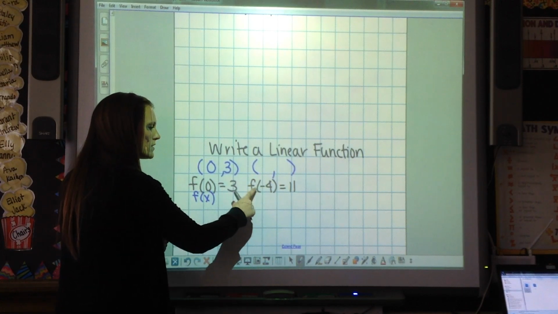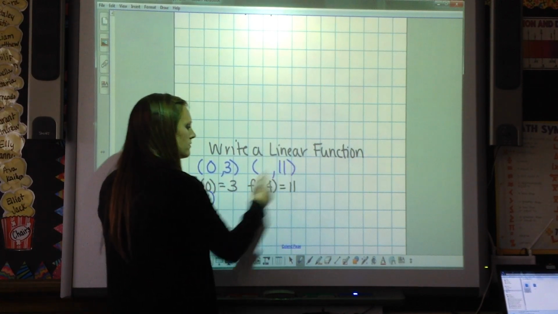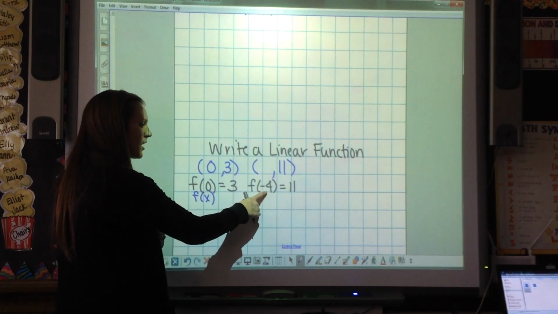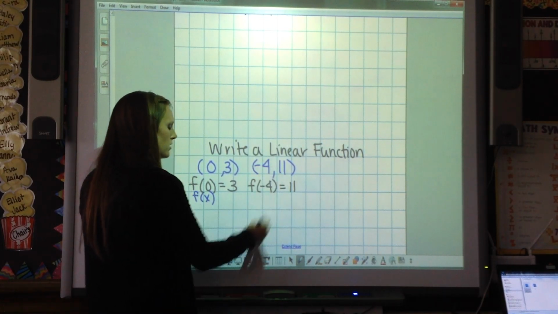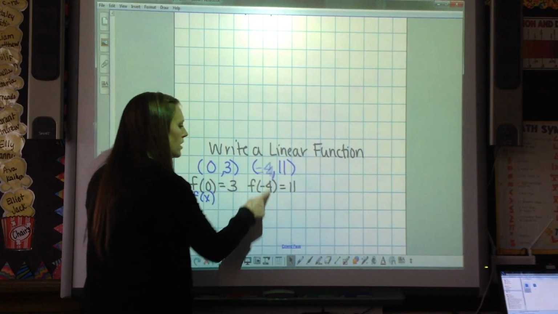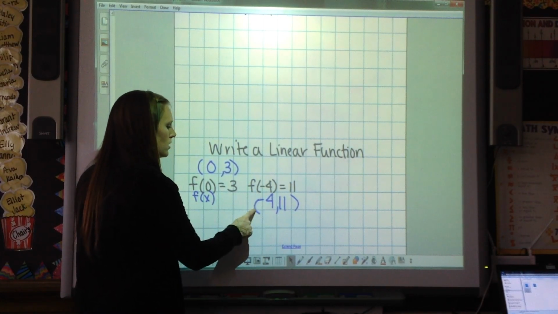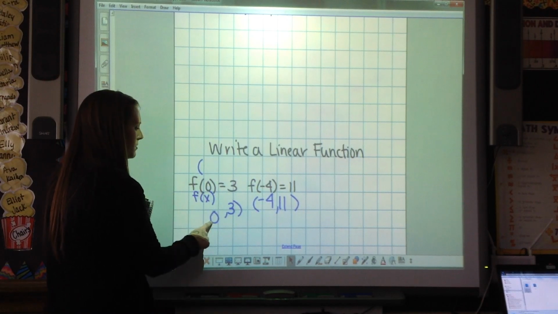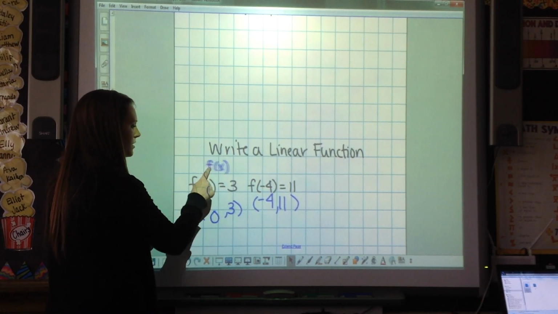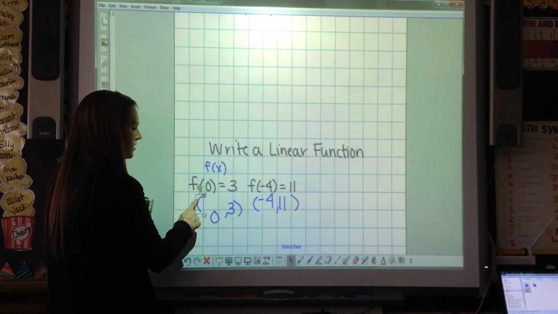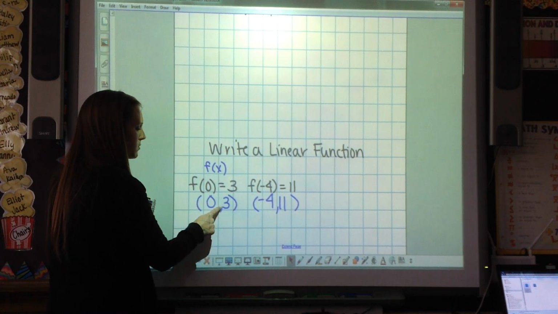Remember this really says y equals 11. And this just notates that our x value is negative 4. I'm going to flip these things around. I'm going to put this f of x on top. Here we go. That way it's easier to see when I move this smartboard.